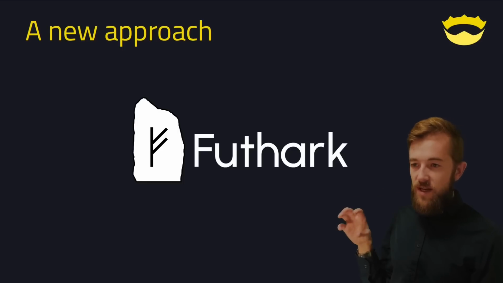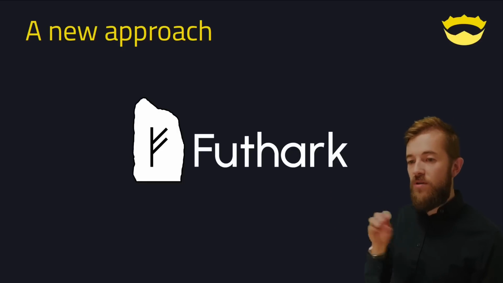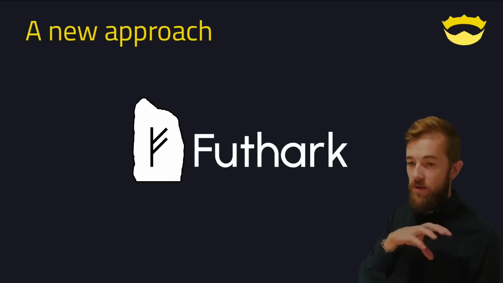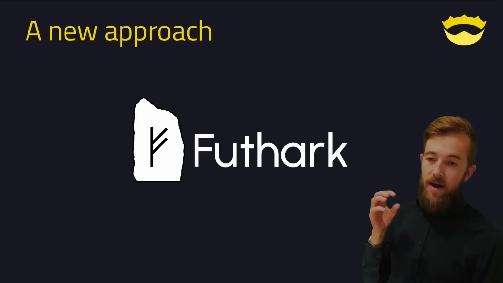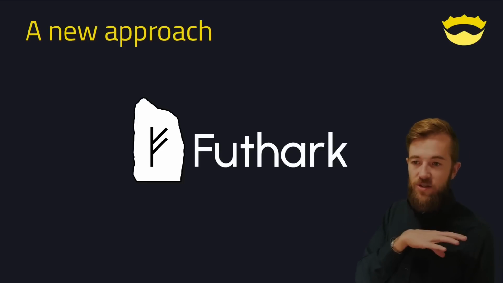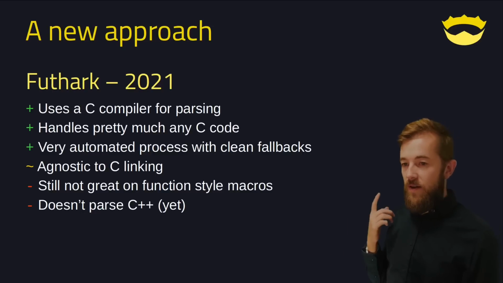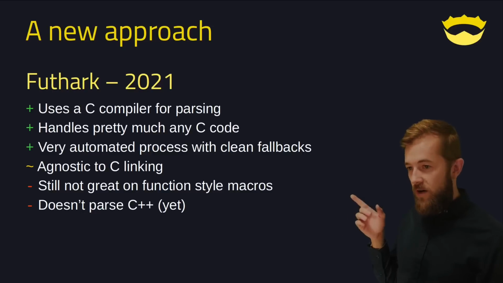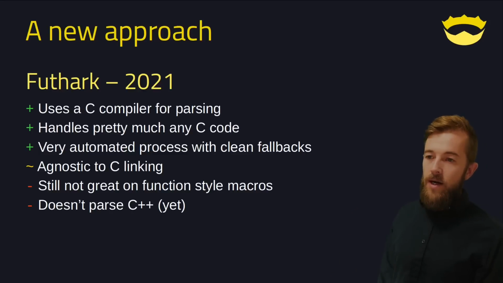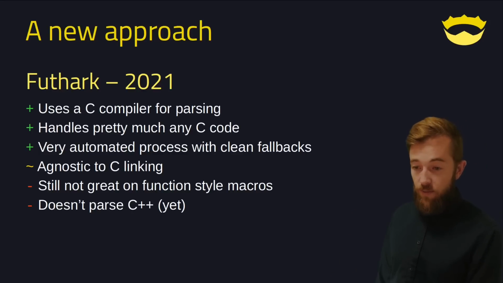But what SIG does is that it pulls in libclang, so a library version of Clang, and it just gets that to do the parsing job for it. And that's exactly the same thing that Futhark does. So Futhark, again, a couple of years later, it uses a C compiler for parsing. C compilers are great at parsing C code. So this means that Futhark handles pretty much any C code.